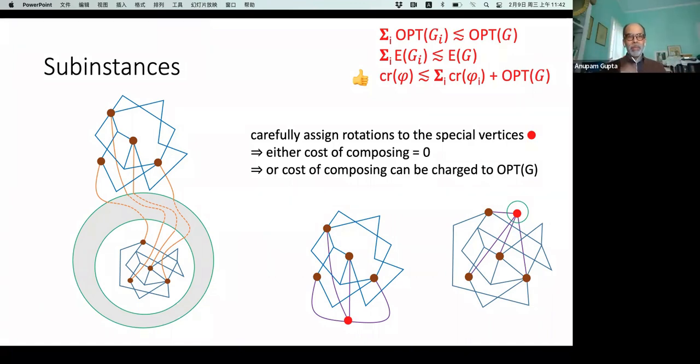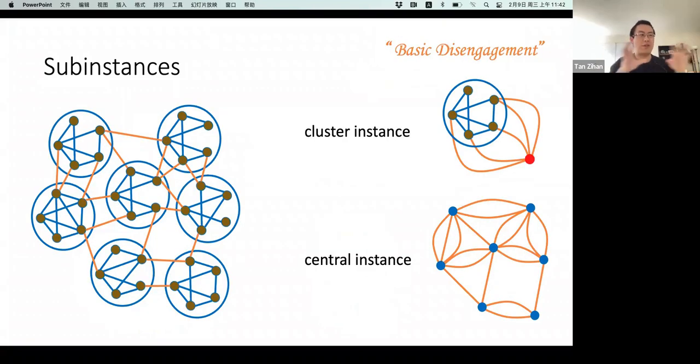Yeah, so basically this is a way of designing subinstances in order to get around the composing part. So in fact, we will not be decomposing the graph into two parts and combining them together. We will be decomposing it into many parts and combining them together simultaneously. In particular, we will create for each cluster a cluster-based instance, and altogether a central-based instance in order to stick them together. I will not go into detail, but the idea is illustrated in the two cluster case. This is called the basic disengagement. This is a subroutine that we will refer to later.